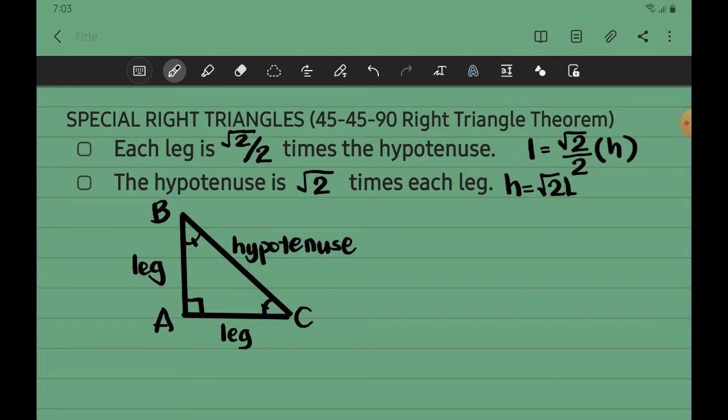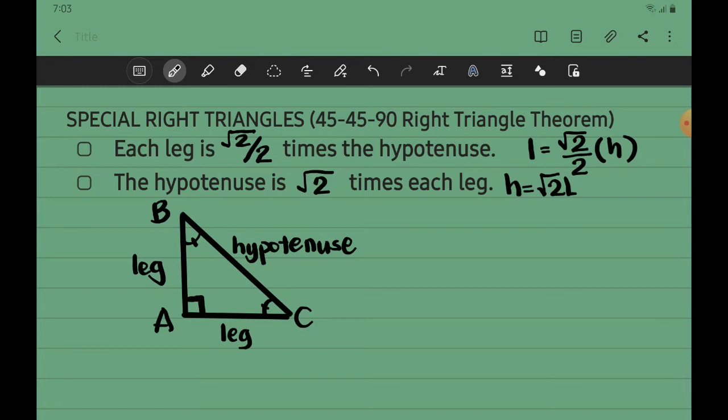triangle ABC, so we have here the right angle, which is angle A, and then yung opposite side niya, obviously, that would be the hypotenuse, which is BC. Yung katapat lagi ng 90 degrees, yun po yung ating hypotenuse.